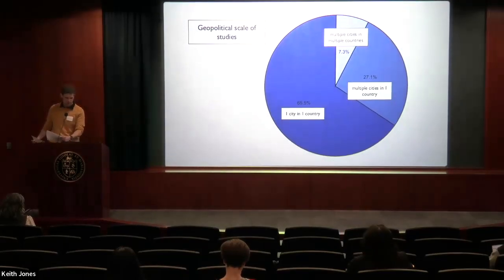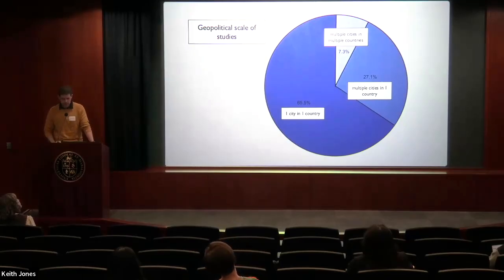So what if we break this down a little further? Here's a pie chart showing the breakdown of the geographical scale of these studies. So whether they were conducting research in just one city in the article, multiple cities in the same country, or across several countries. So as you can see, about 2/3 of articles were focused on a single city in a single country, suggesting there's a need for multi-city and multi-country studies moving forward to improve our understanding of this topic on a global scale.